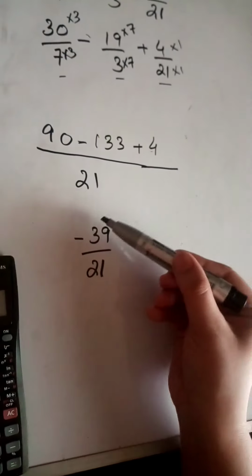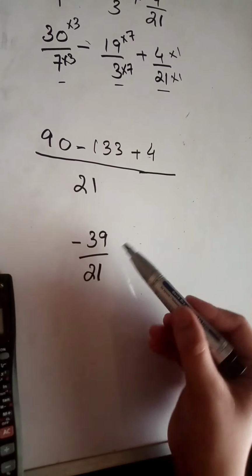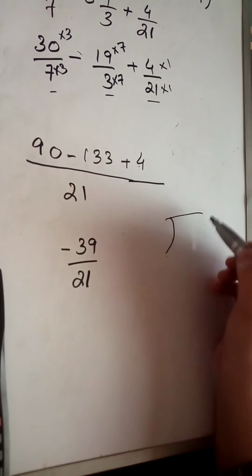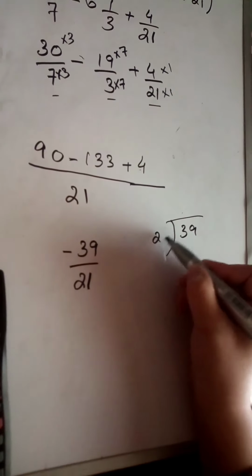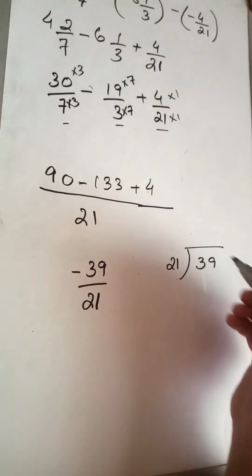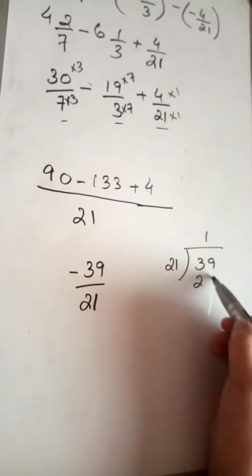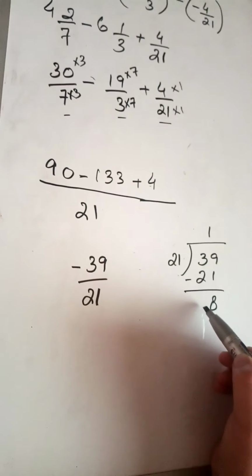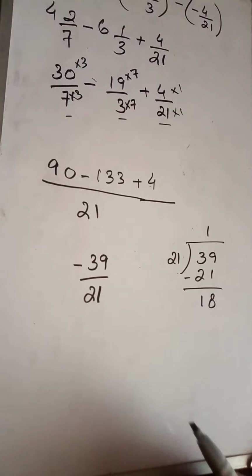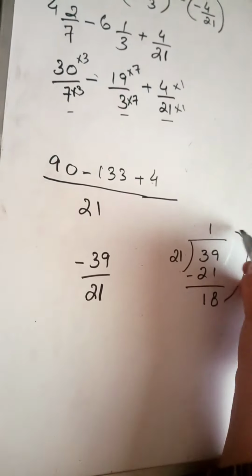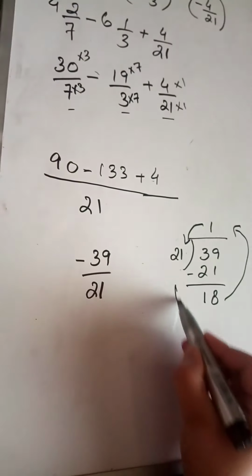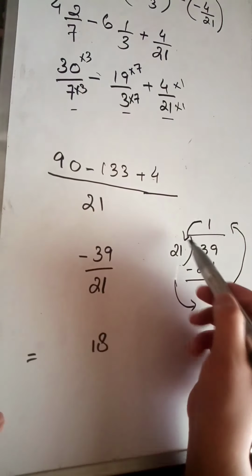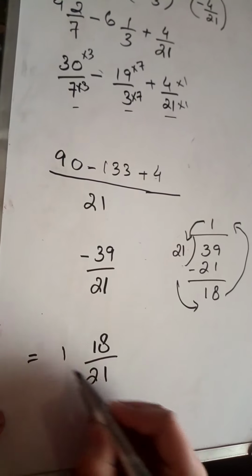Now, look at your fraction. Your fraction is an improper fraction because 39 is bigger than 21. Now, for further simplification, we divide 39 by 21. 21 ones are 21. 9 minus 1 is 8, and 3 minus 2 is 1. Now we write this in the cyclic process, in mixed fraction form, 18, 1 on the left side and 21.